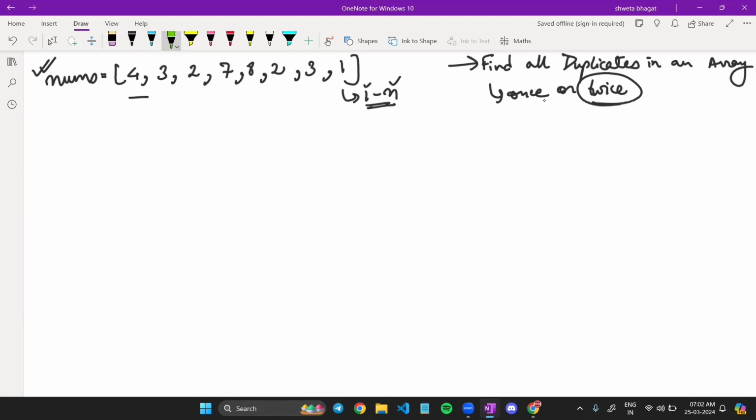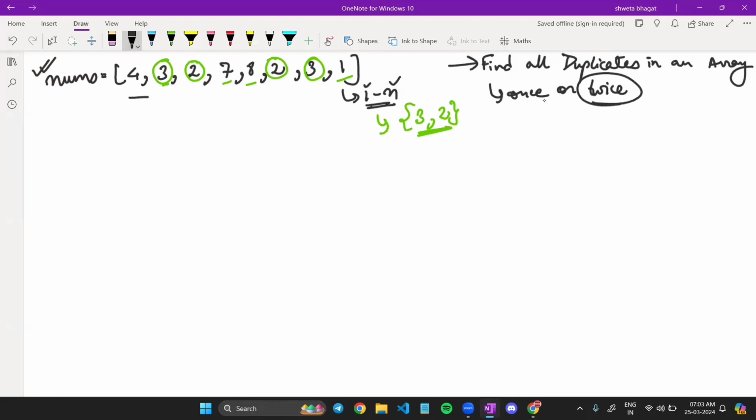We can see that 4 is occurring only once. This 3 is occurring twice, here is 1, 3 and here is 1, 3. So it means that we'll have this 3 in our answer. This 2 is also occurring twice. Here is 1, 2, here is 1, 2. So we'll have 2 as well in our answer. Now this 7 is occurring once, 8 is occurring once, 1 is occurring once. So our answer would be this 3, 2. Correct. So let's see how we can solve this problem.